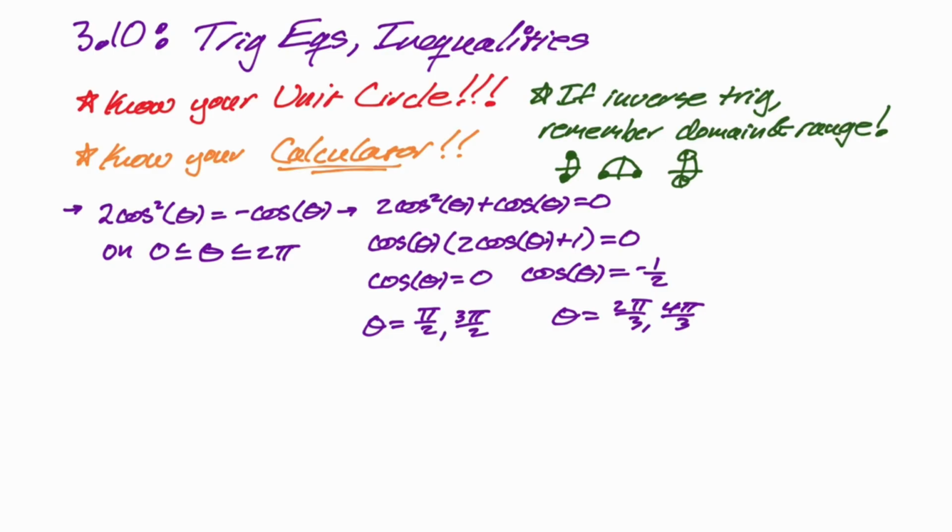And then I just think about the unit circle, like where is cosine 0? It's when x is equal to 0, that's pi over 2 and 3 pi over 2. And then I think, where is cosine -1/2? It's a pi over 3 angle in quadrants 2 and 3. So I just write down 2 pi over 3 and 4 pi over 3.